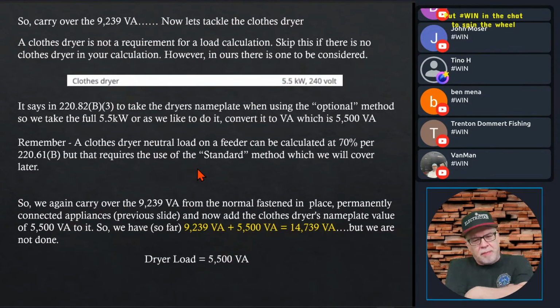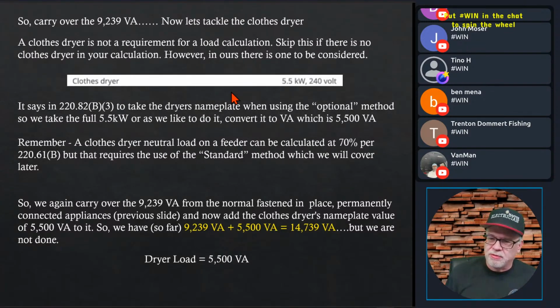Now, you remember something about the standard method, which said that when it comes to a clothes dryer in 220.54, it said it's 5,000 or the nameplate, whichever is greater. You remember that? Well, what's different in the optional? Well, the optional method doesn't care about all that mamby-pamby stuff. The optional method just says, dude, just give me the nameplate. What's that nameplate? Well, our nameplate was 5,500 watts. Well, that's all you get. Just write it down. So that's what we do.